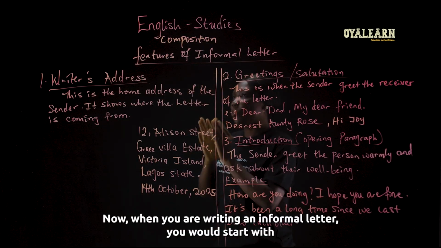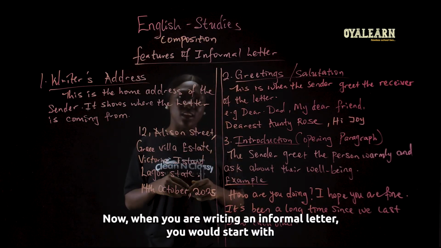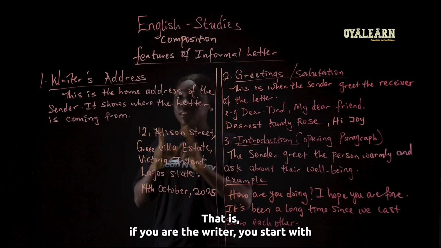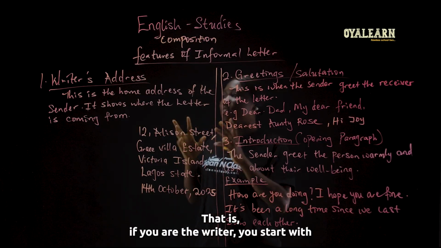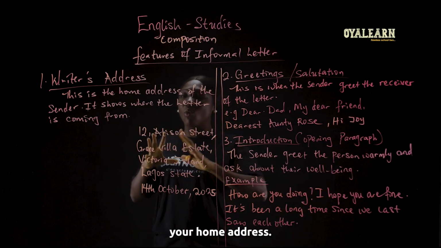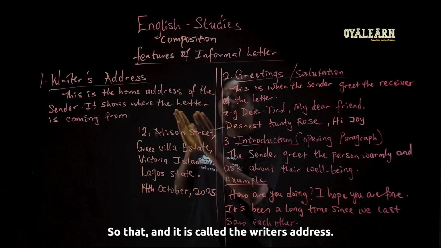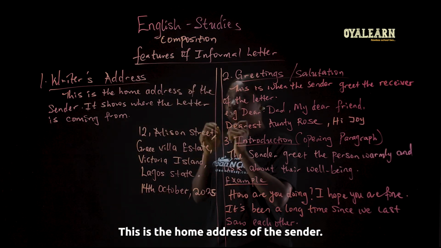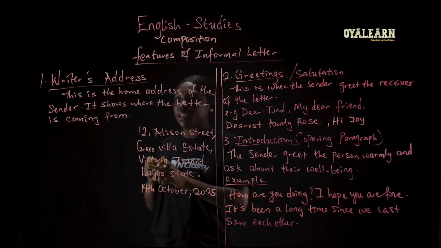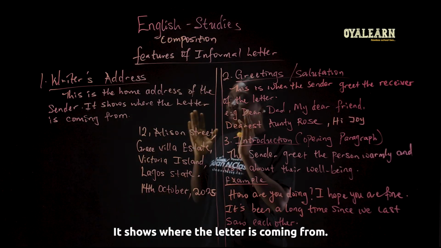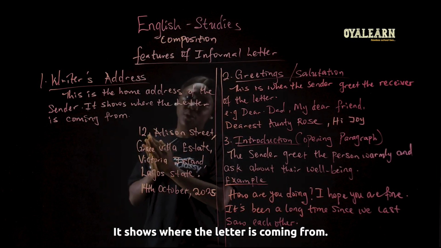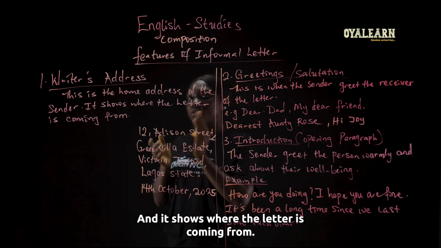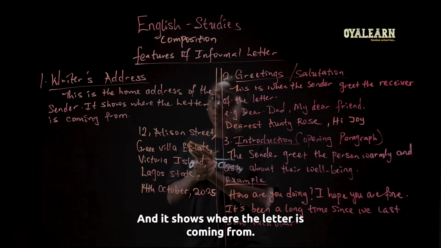All right. Now, when you're writing an informal letter, you would start with your address. That is, if you are the writer, you start with your home address. It is called the writer's address. This is the home address of the sender. It shows where the letter is coming from.